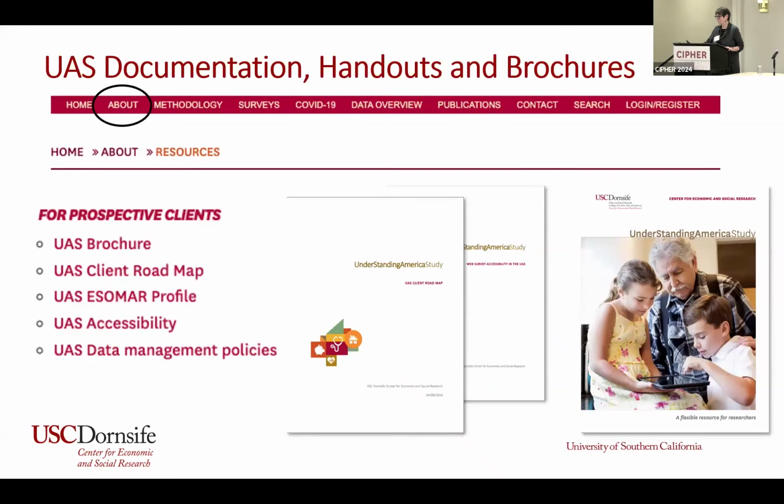And then just one more final place to look for information. If you're a prospective client, under the About, we have resources, and if you look at the prospective clients area, there's a variety of things that are useful. We have our UAS brochure. There's the UAS client roadmap, which sets out a lot of what I just said, but you're welcome to download that and take a look at it, along with some other interesting information about doing surveys with the UAS.